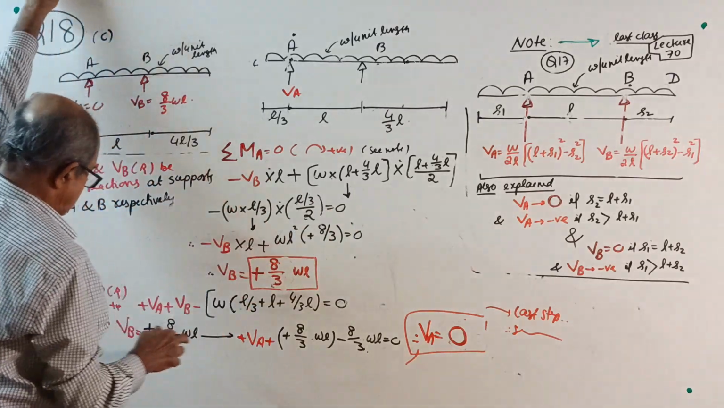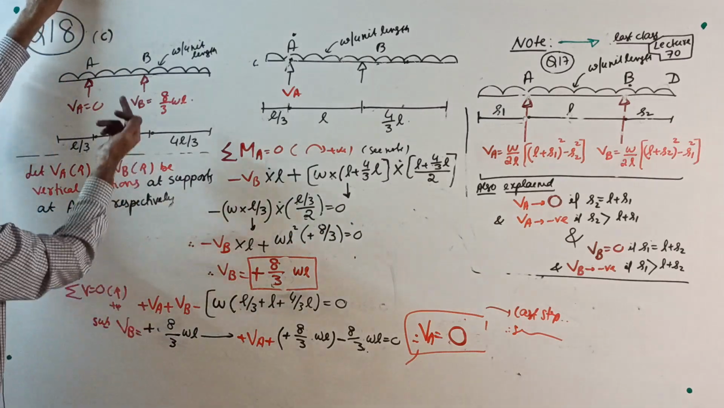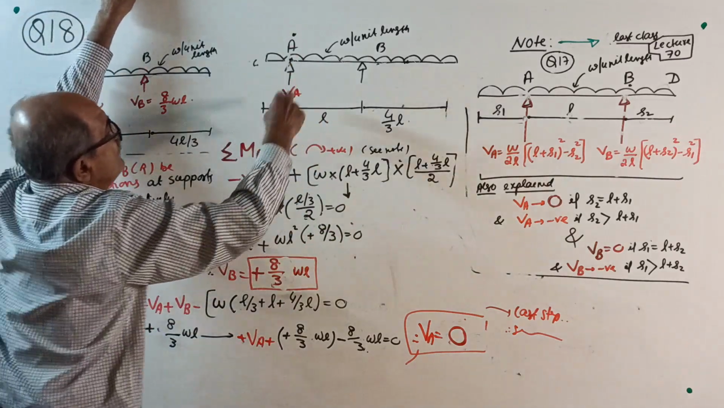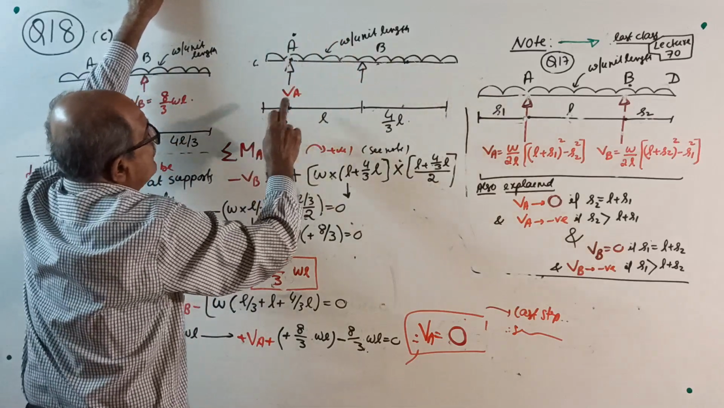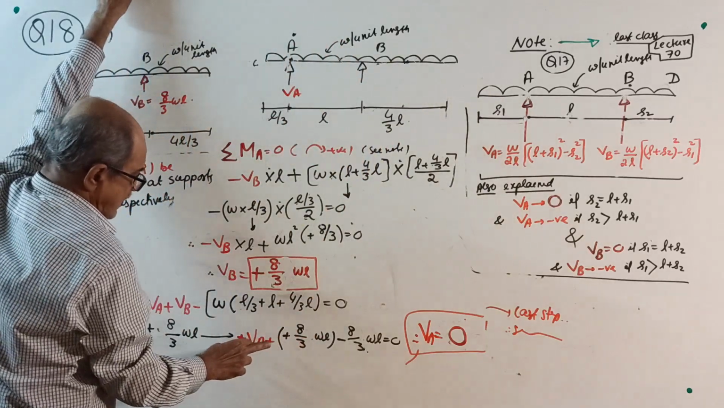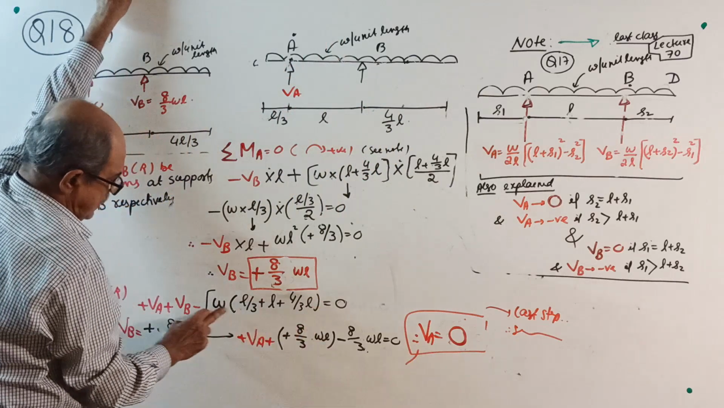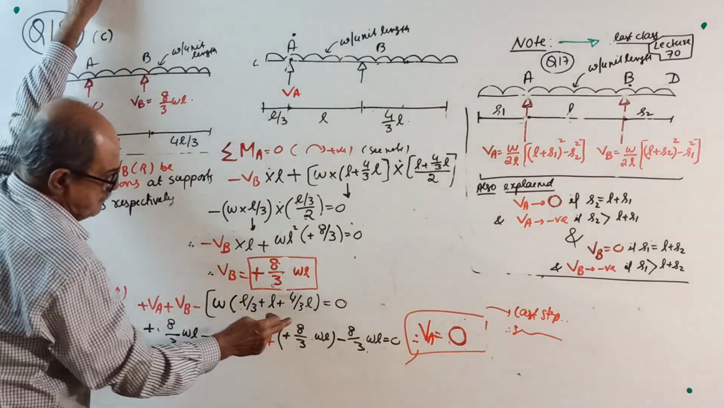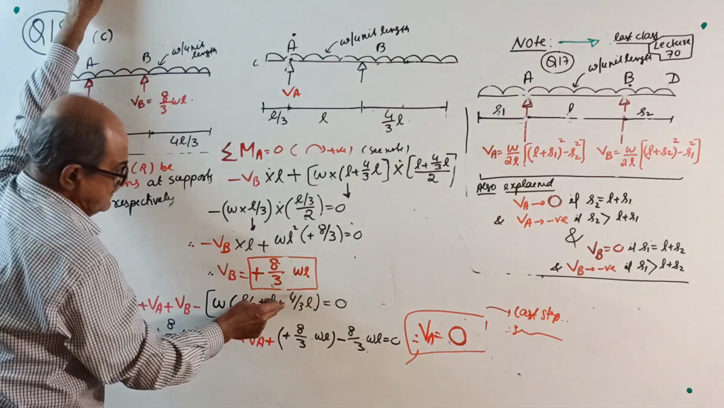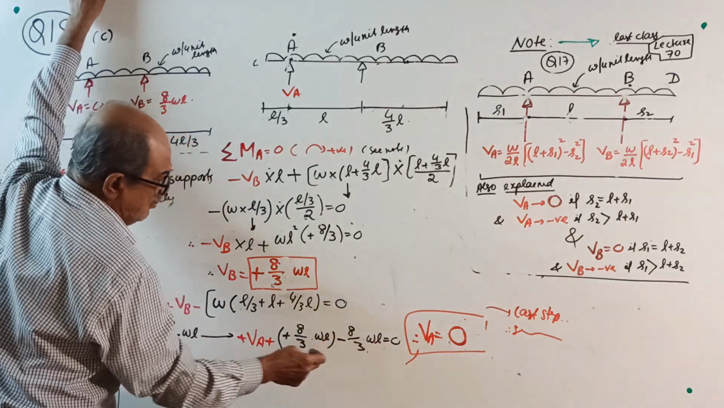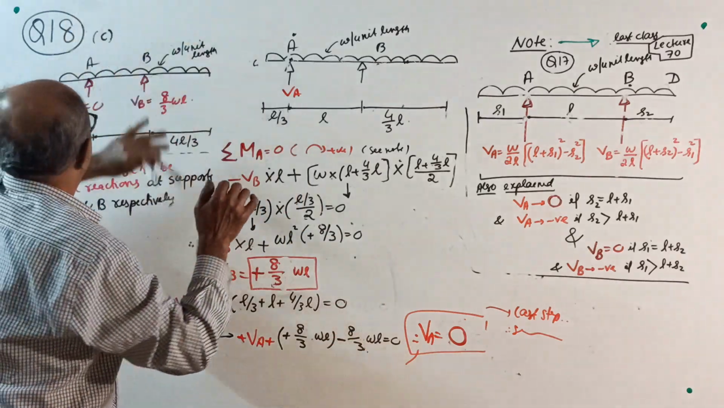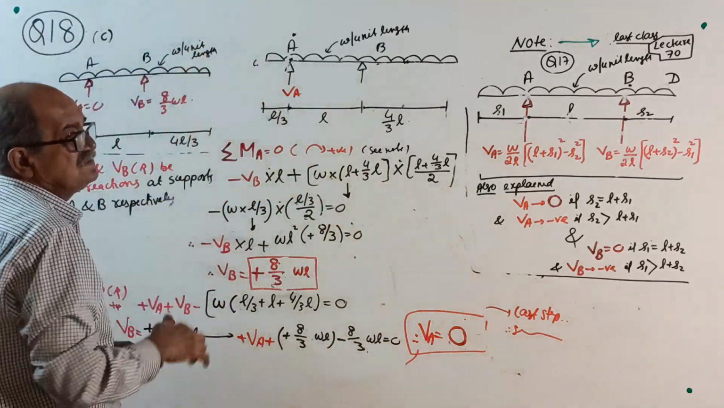Sigma V equals 0: VA plus VB minus W into L by 3 plus L plus 4 by 3L, which is 8 by 3 WL. So VA plus VB is plus 8 by 3 WL. This is also 8 by 3 WL. When you calculate, it becomes 0. Over. Final answer. I explained. Now write this sketch here.